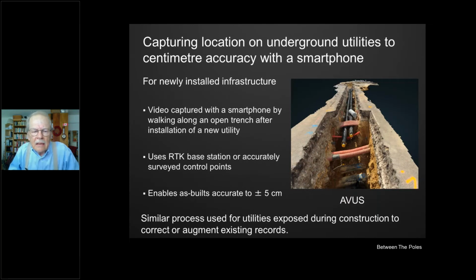This is the example I gave. This is from a company called AVUS, which is actually based in the UK right now. They have been focusing on newly installed infrastructure, but basically using control points or RTK base stations, for example, they're able to capture, just using a smartphone video, the as-built location accurate to plus or minus 5 centimeters. And they are also using this process to capture the location of utilities that are exposed during excavation to correct some of the as-builts that are in error.